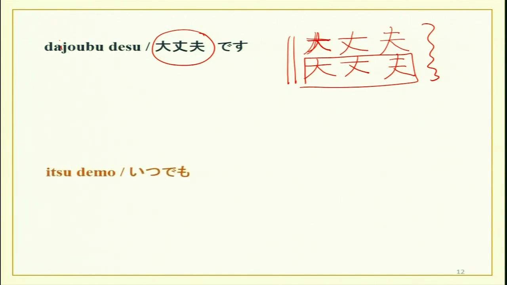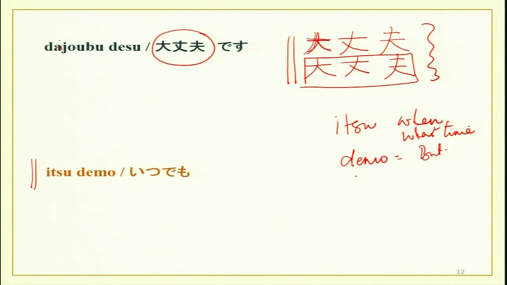Now, there was another word, itsudemo. Itsudemo is made of two words. What are the words? One is itsu, which means when or sometimes also what time, what date or what day. Then the other word is demo. Demo you have done as but. Watashi wa kohi o nomimasu, demo kocha o nomimasen. So when we join the two, the meaning is very different. The meaning becomes anytime.